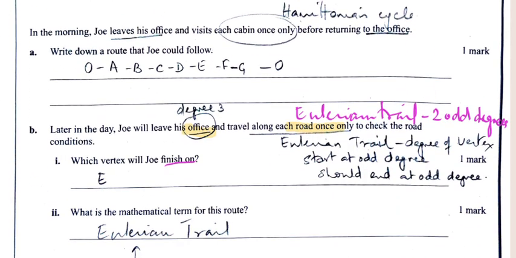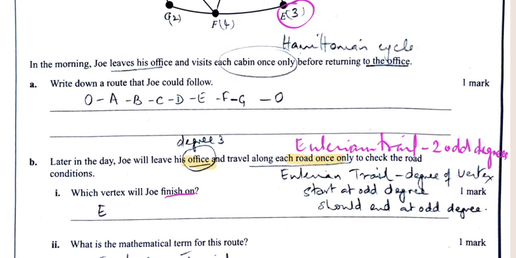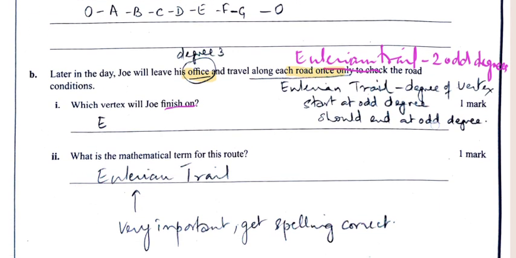The next question is, what is the mathematical term for this route? As we've discussed, it's the Eulerian trail. Very important to get the spelling correct, okay? You can't just write a trail or just write Eulerian. You have to write the correct spelling, and both the words are required.